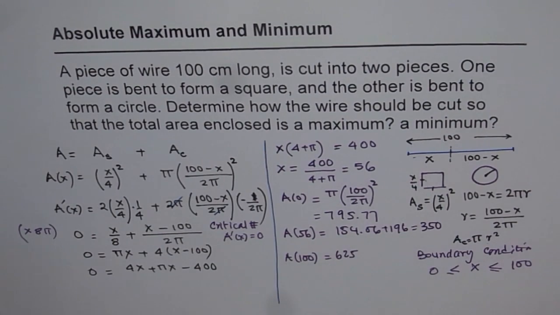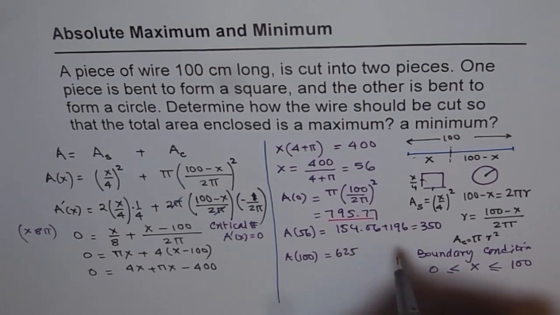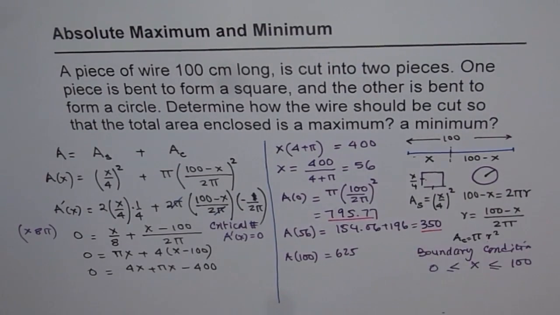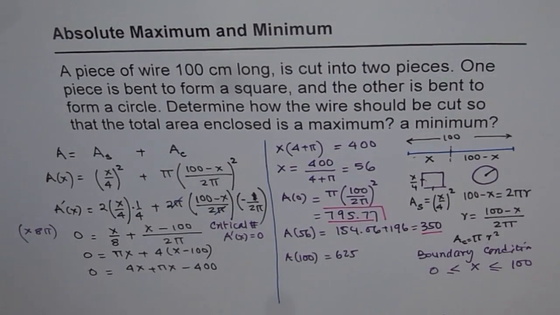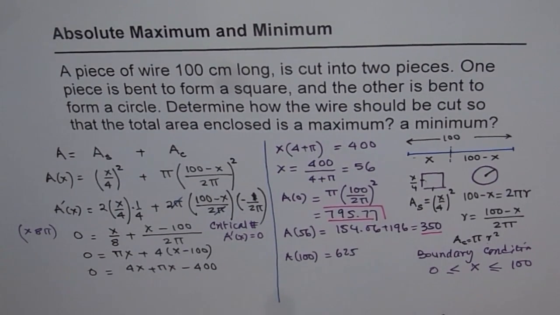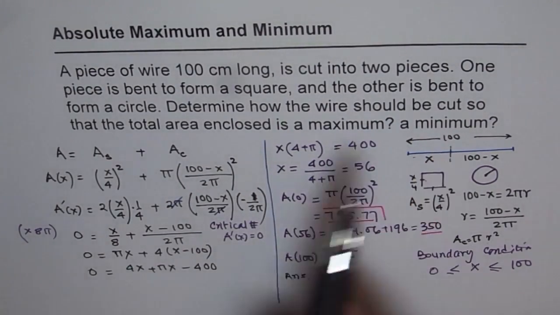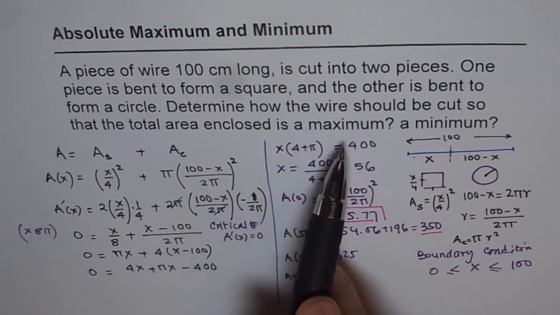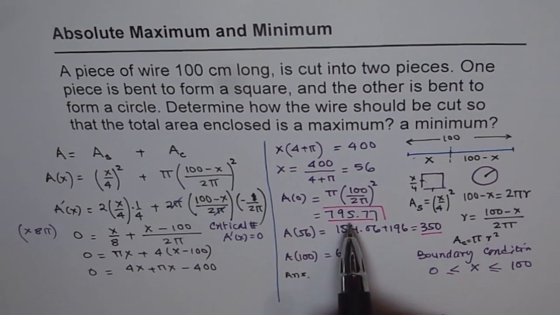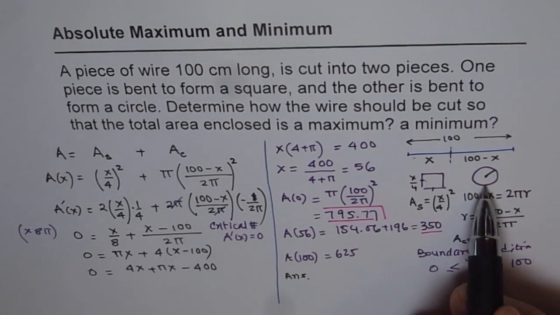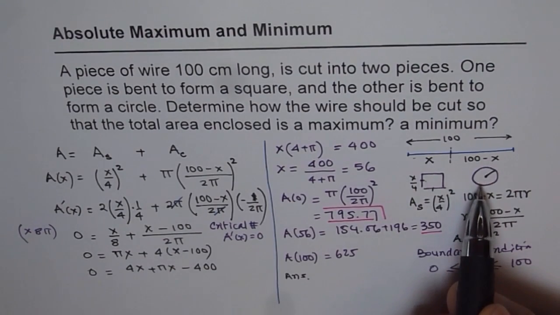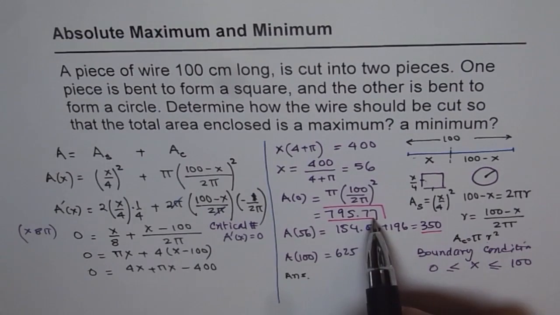So if you compare these values, what do you notice? So clearly the maximum value for us is this, and the minimum is this, correct? So that is the maximum value. So the answer therefore is, to determine how the wire should be cut so that the total area enclosed is maximum: it should not be cut. The whole wire can be used as a circle. Do you see that? If the whole wire is used as a circle, we get maximum area, right?